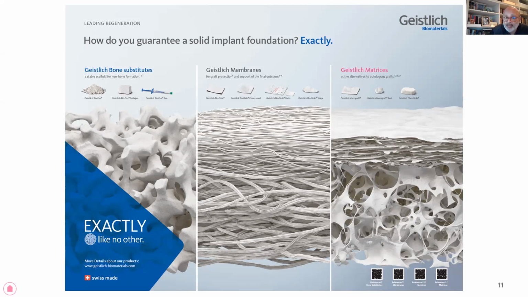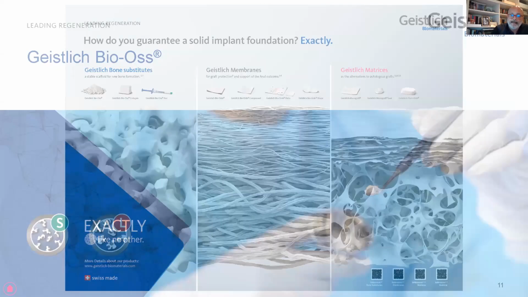The membranes come in the BioGide, the compressed, the Perio, and the Shape. The Perio, I won't expand on because I haven't used it, as I'm not a periodontist and I don't really take on periodontal cases myself, but I will talk about the others. And then you've got the Geistlich matrices, which are basically mucografts. Although within that category, you also have a Fibro-Gide.